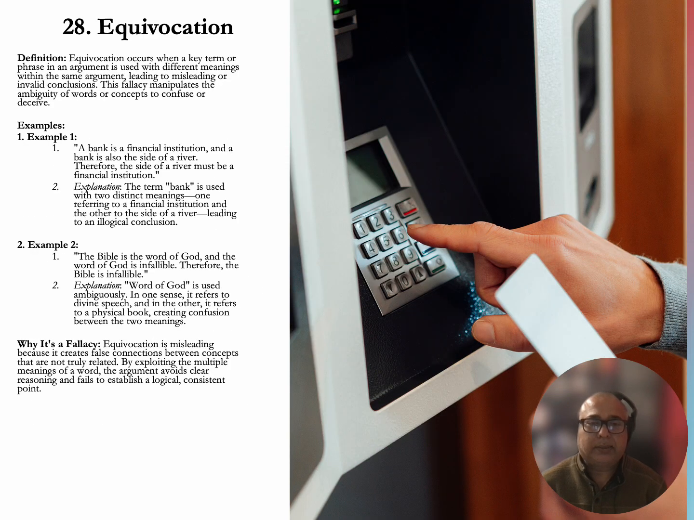Number 28 is equivocation. This occurs when a key term or phrase in an argument is used with different meanings. What does that mean? This type of logical fallacy leads to misleading or invalid conclusions. Consider one example. A bank is a financial institution, and a bank is also the side of a river, right? A river bank, for example. Therefore, the side of a river must be a financial institution.